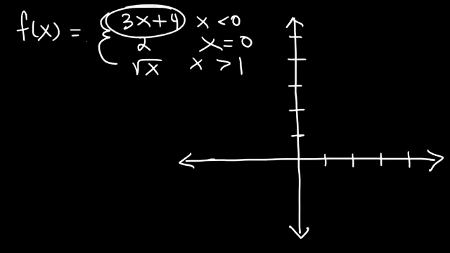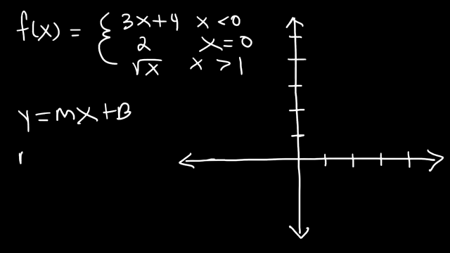So let's start with this. So once again, we have a linear equation, y is equal to mx plus b. M is 3, and b is 4. So the y-intercept is 4. When x is 0, y is 4. So we're going to have an open circle at 0, 4.